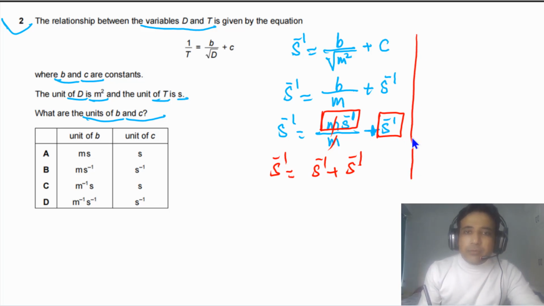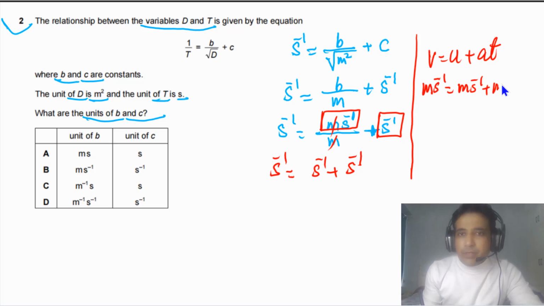You can also understand this with the help of v equals u plus at, because sometimes students are not very clear about this one. Always we do the same thing. For a homogeneous equation, the unit of v is meter per second. The unit of u is also meter per second. The unit of at is meter per second. The unit of time is second. So you can also see from here, each term has the same unit because this is a homogeneous equation.